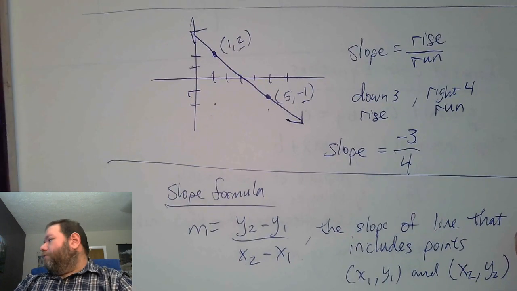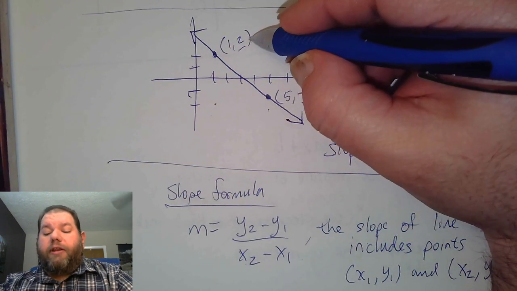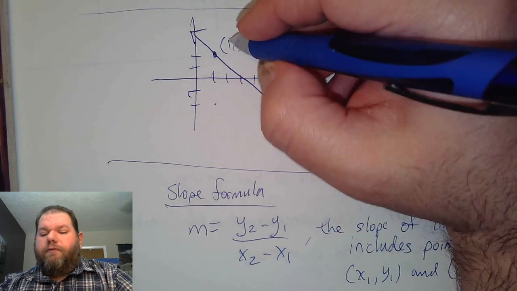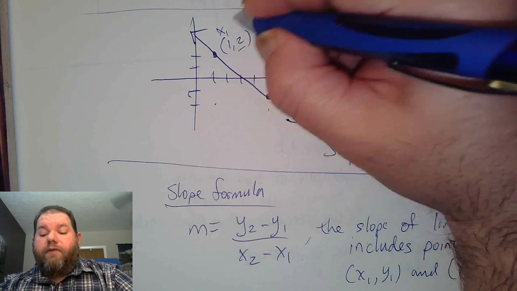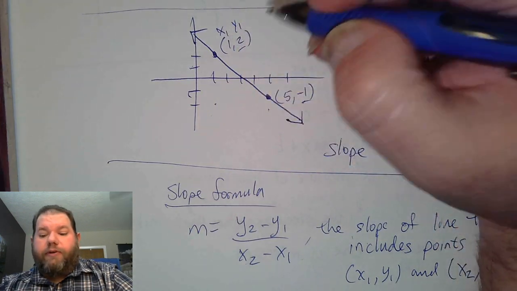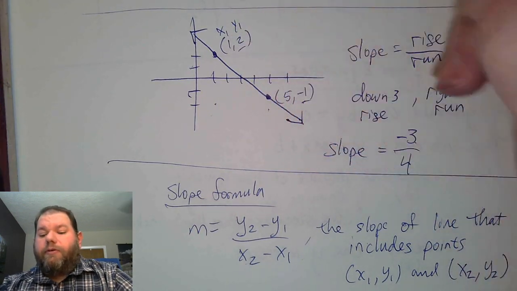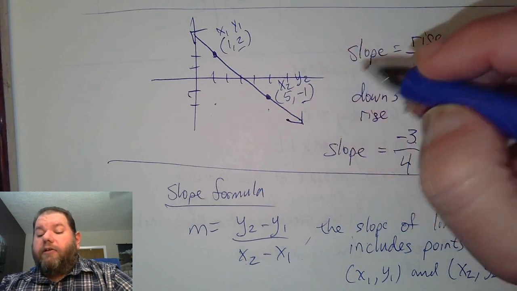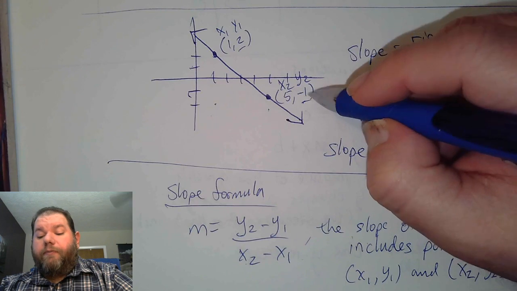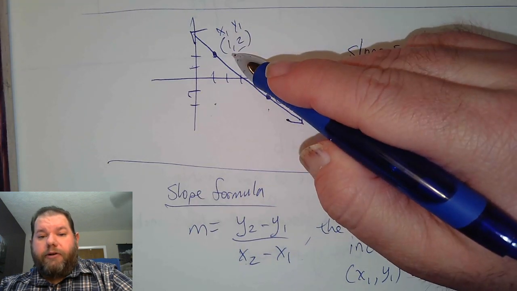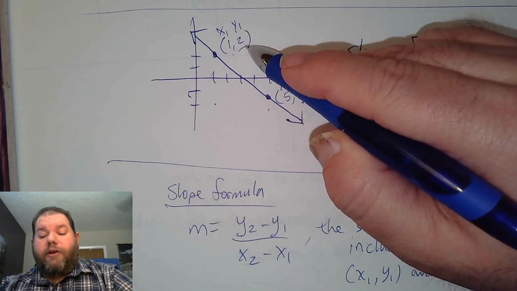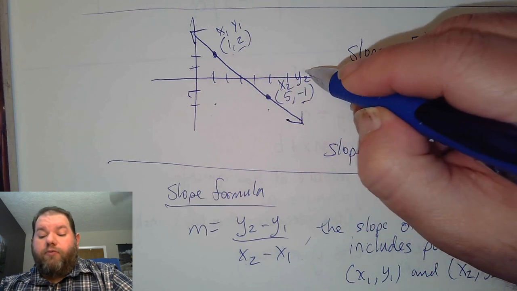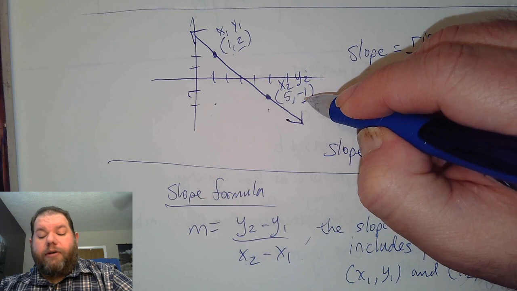Now, take a point like 1 comma 2 and then 5 comma negative 1. For instance, here we would say this is our first point, our leftmost point, 1 comma 2, and this is our second point, the one on the right, x2 y2. So x1 has a value of 1, y1 has a value of 2, x2 has a value of 5, and y2 has a value of negative 1.